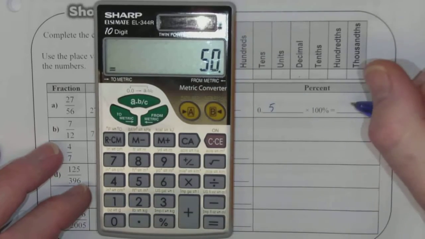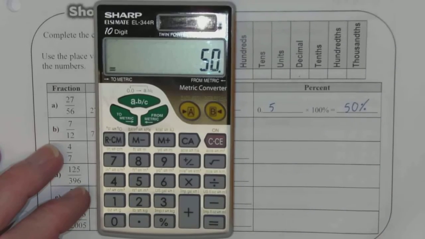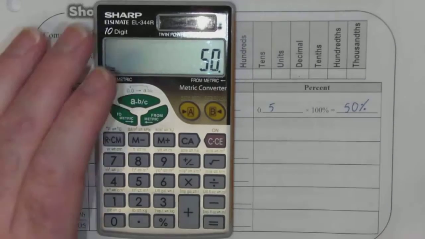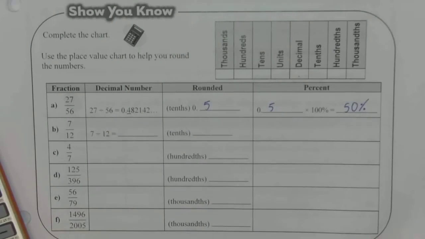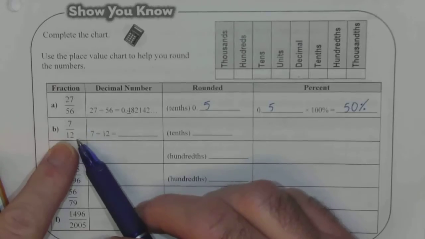equals 50. So that's equal to 50%. Make sure you include the percent symbol, otherwise it just looks like a number, and that doesn't make sense if we're talking percents. Part B, 7/12.